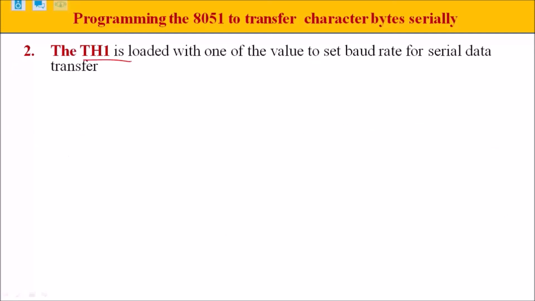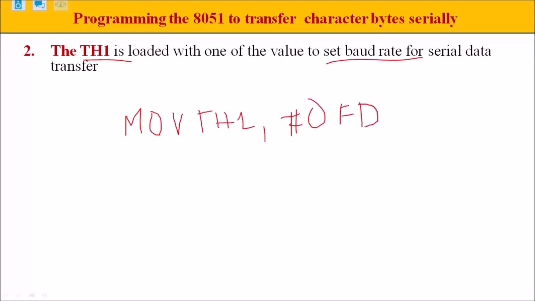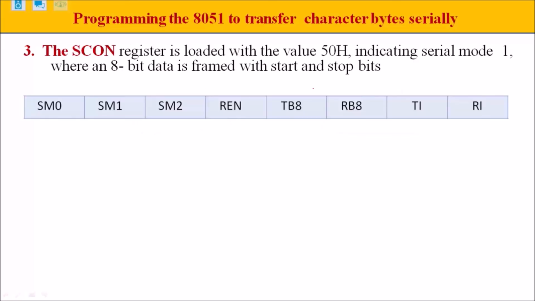The second step is to load the TH1 register with the value of the baud rate for serial communication. We have seen that in TH1, FDH should be stored. So to load this value in the TH1 register, we'll use the instruction MOV TH1, #0FDH. This is to set a baud rate of 9600. For another baud rate, this data will change. For a 9600 baud rate, in the TH1 register we'll load this count FDH.